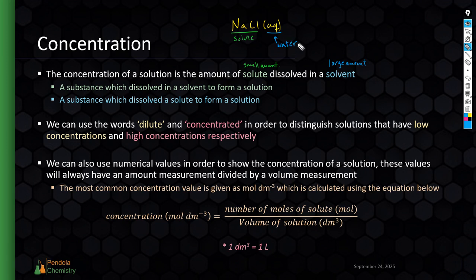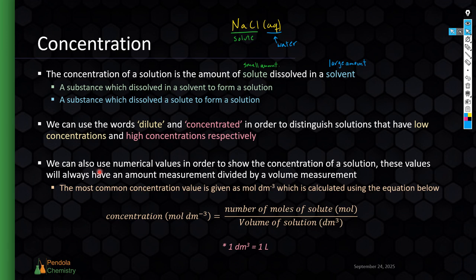Water is the solvent. Again, why? Because we have a very large amount of water and we're dissolving a relatively small amount of sodium chloride in it to make that salt water solution. We can use general words when we're talking about concentration, because concentration is a measurement of amount, right? How much of that solute do we have in the solvent? We can use very generic words like dilute and concentrated in order to distinguish different solutions.